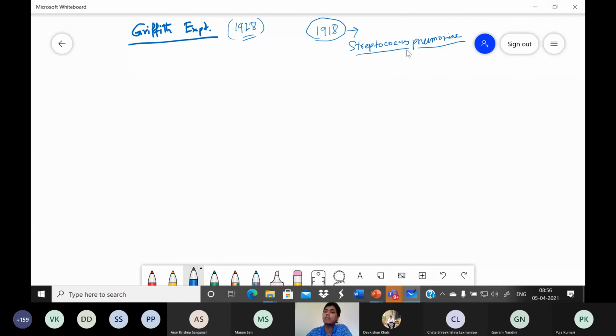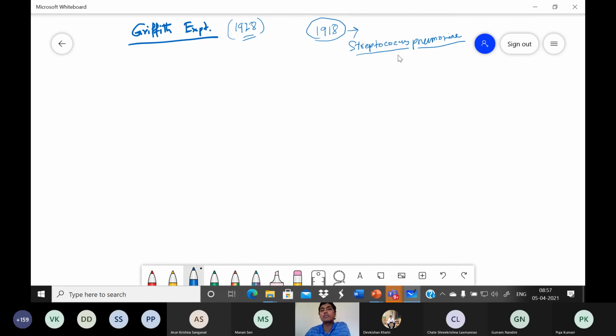Again, if you forget this name, nothing will happen. This is bacteria, Streptococcus pneumoniae. Here, this is the bacteria, and many scientists across the world were trying to make a vaccine or some kind of remedy against this bacteria so that they can save lives, right? Griffith was also doing this, but while doing this, he suddenly discovered something else. So let me discuss his experiment.